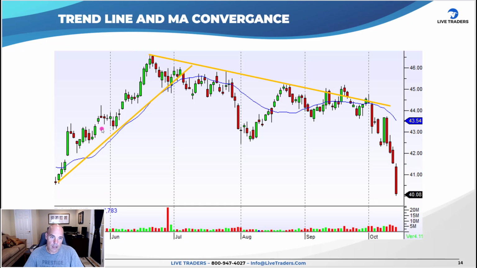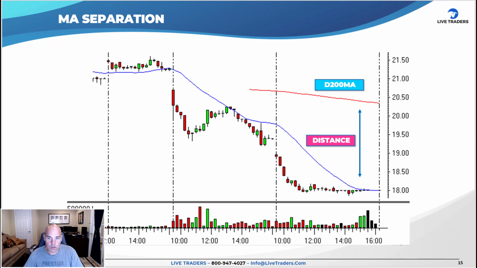So you can make money on this stock in just about any environment. Not every day, but in almost any market environment, okay? So those are things that you really need to give some thought to when you're looking at trend line and moving averages, et cetera, and so forth. Now, let's change gears a little bit and talk about moving average separation.